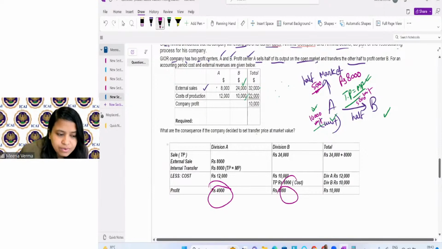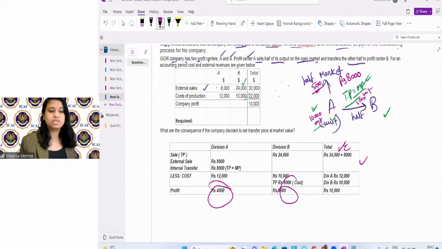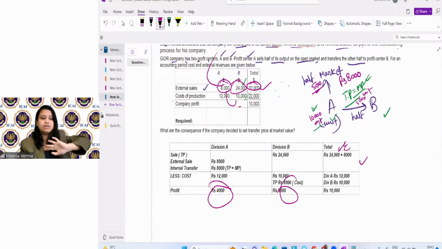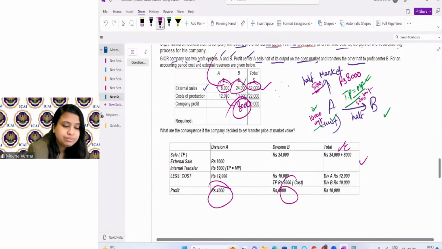We will just see the external sale value. Internal transfer pricing will not be considered here. External sale will be considered here. So here it is coming as 32,000. Why is it coming 32,000? Because 8,000 is the external sale, and this 24,000 is also external sale. Internally, 8,000 units are transferred, which is not considered here, which will be happening internally. So this is how you have to find it.